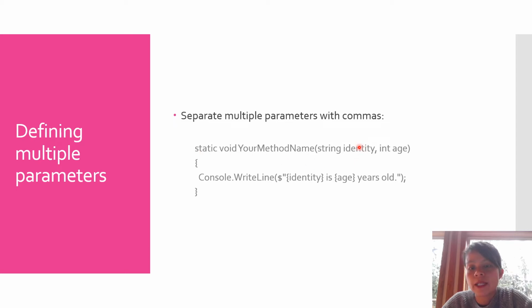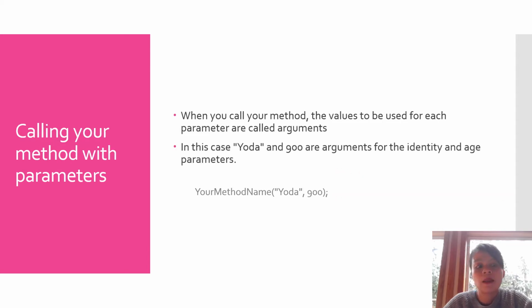Okay, so you have 2 here: identity, which is a string data type, and then age, which is an integer data type. And then the code to execute can be something like Console.WriteLine, identity, which is a string, is, age, years old. So when you want to call your method with parameters, the values for each parameter are called arguments. So now you're calling it, right? So the arguments are Yoda and 900. Okay, so Yoda for the identity and 900 for the age.